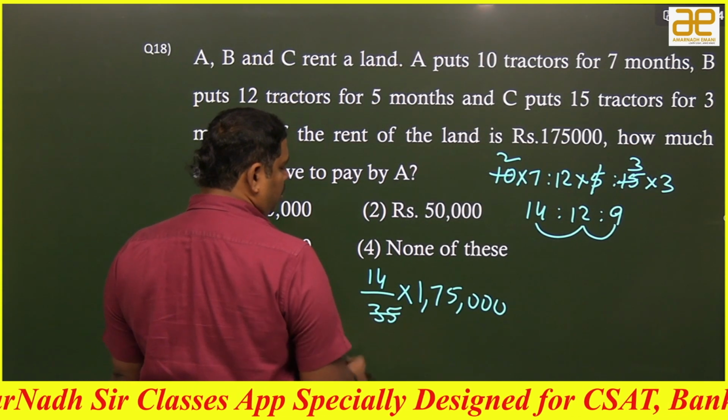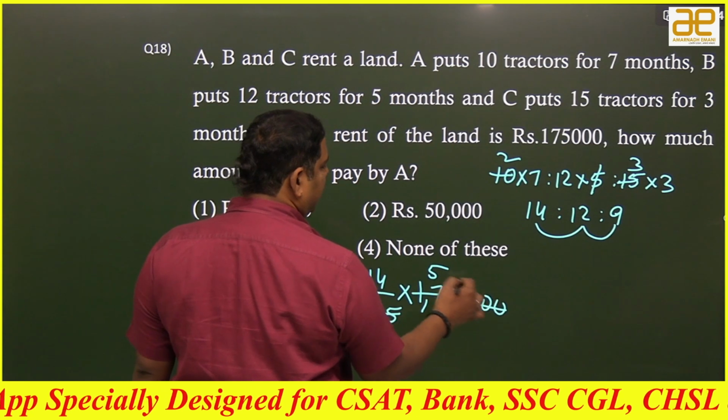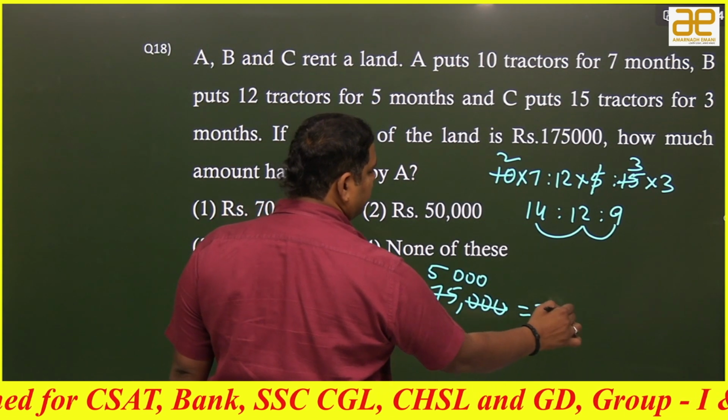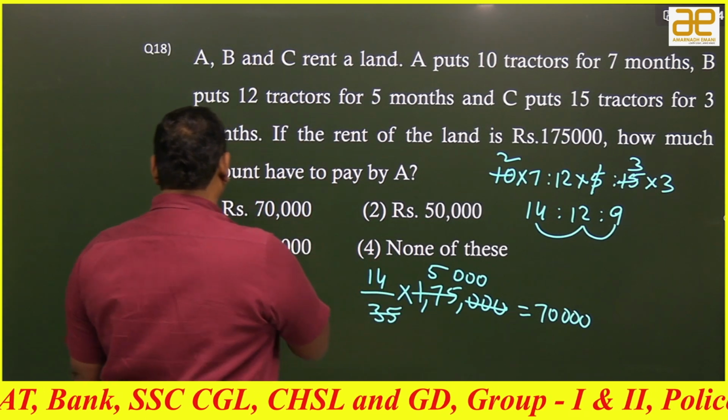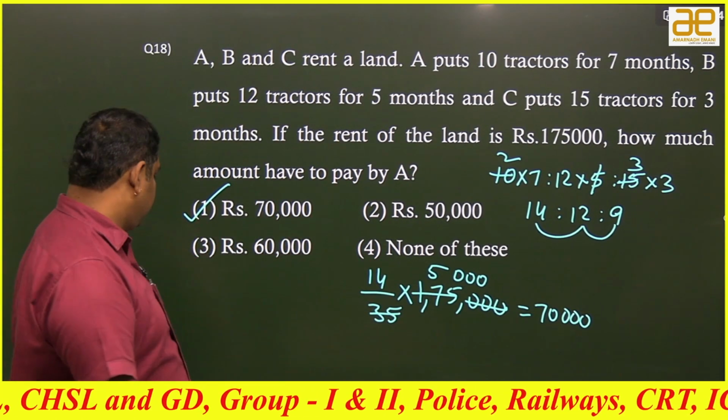So, if I cancel with the 35 5s and having 3 other zeros as usual, 14 5s are 70 and having 3 other zeros. What is the share of A's rent? 70,000. That is the first option as the answer. Let's see the next beautiful one.